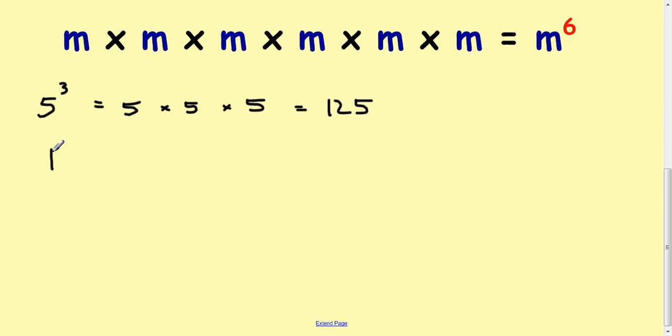Incidentally, 1 to the power of anything is just 1. If you did 1 to the power 4, you're going to have 1 times 1 times 1 times 1, which some people think is 4, but it's just 1.